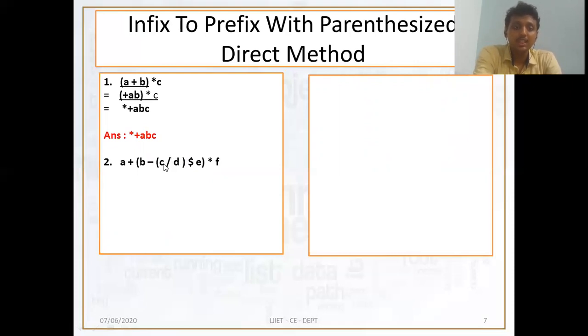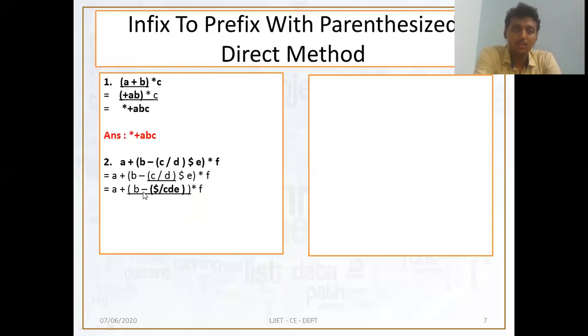It becomes division CD. Okay, and then solve dollar. So both steps I'm doing combined over here. It becomes dollar division CD. First solve this division CD, then solve dollar. Dollar goes ahead of division CD, so dollar division CDE.